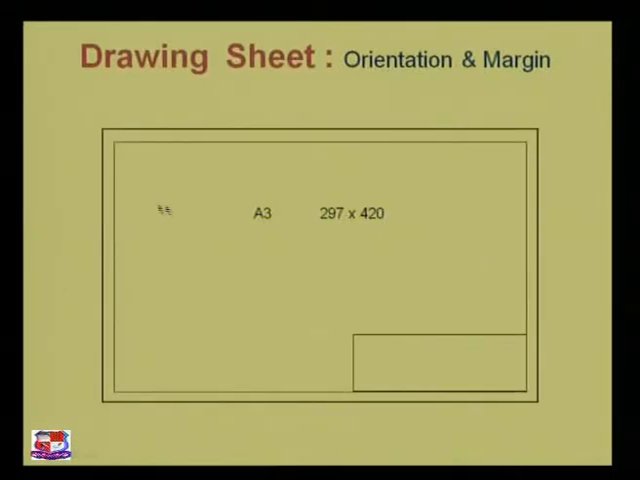This is the outline of an A3 size drawing sheet. Its measurement is 297 by 420 mm. We need to keep some margins for binding as well as folding marks. So over here the margins have been set. This is called the border line. Generally a margin of 10 mm is left on each side.